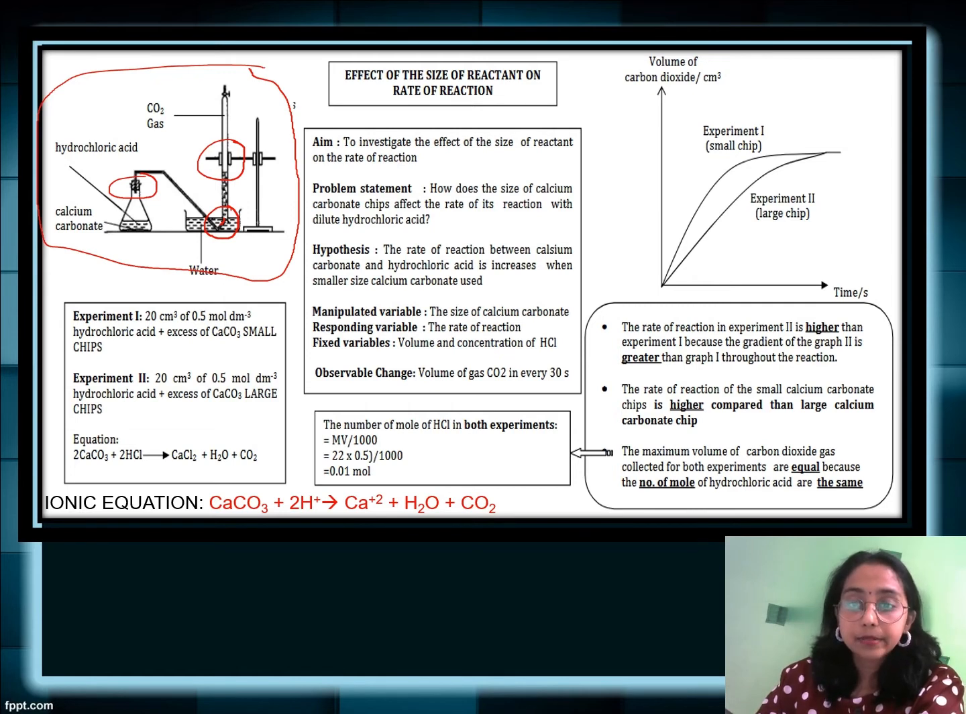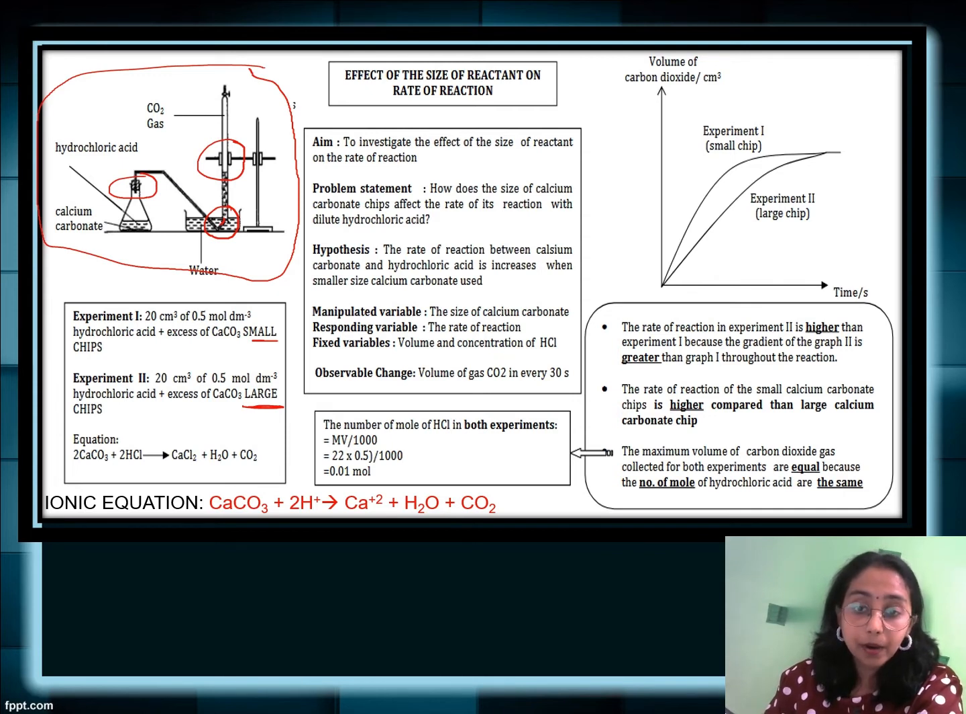Next, students, you should know how the size affects the rate of reaction. For example, right now they have given experiment 1: 20 cm³ of 0.5 molar hydrochloric acid and excess calcium carbonate small chips, whereas for experiment 2 they use the same volume and molarity of the acid with excess calcium carbonate large chips. What we can see here is that the size of calcium carbonate differs, which is going to affect the rate of reaction.